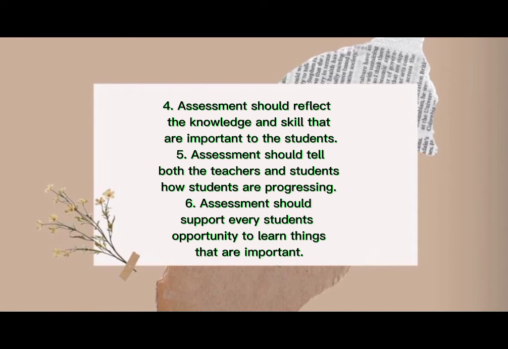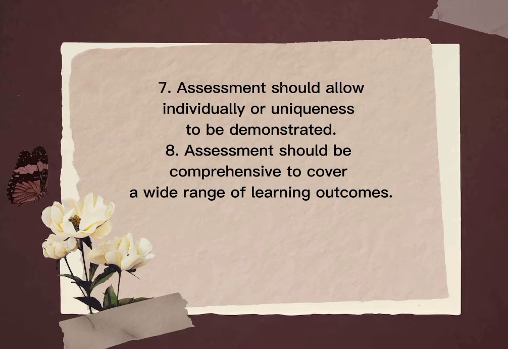The next one is assessment should reflect the knowledge and skills that are important to the student. Fifth, assessment should tell both the teachers and students how students are progressing. Sixth, assessment should support every student's opportunity to learn things that are important. Then, assessment should allow individuality or uniqueness to be demonstrated. And the last one is assessment should be comprehensive to cover a wide range of learning outcomes.